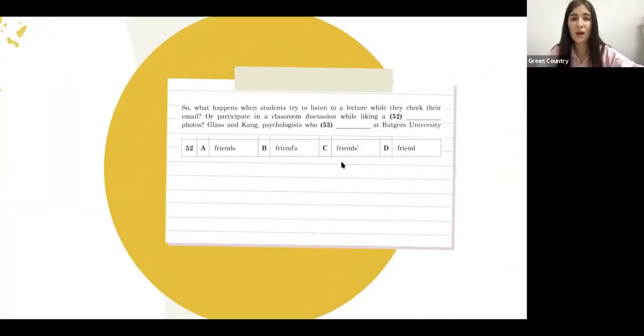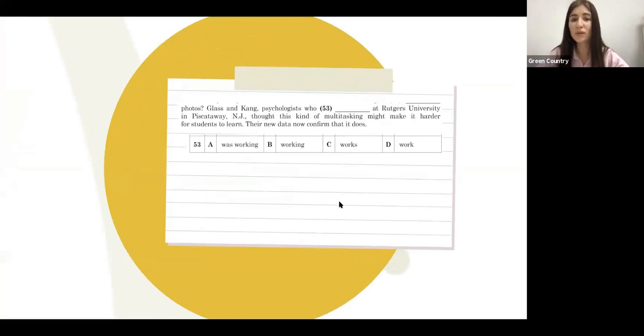52. Liking or participate in a classroom discussion while liking a someone's photo. Where should the apostrophe be? Have a look at the article A that indicates a singular form. Friends, look, if we have a possessive case, in this case, we have only one person, one friend, because we have the article A, friend. If you talk about his or her photos, the photos of this friend, we would put an apostrophe after the word friend, apostrophe, and add S in the end. If we have a lot of friends and their photos, we would choose C, friends, and apostrophe after the word. Other options cannot be right because we need the possessive case, and the possessive case is always with an apostrophe.